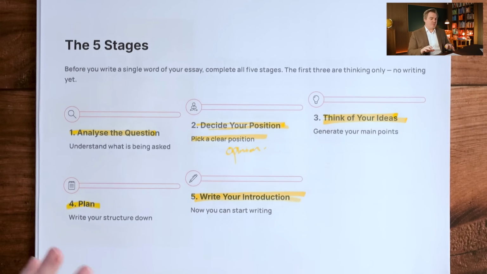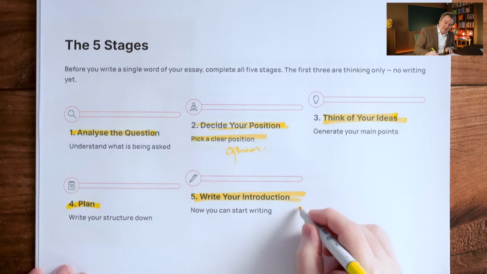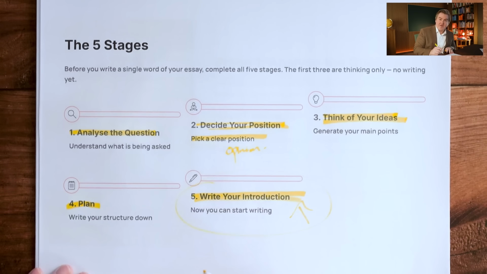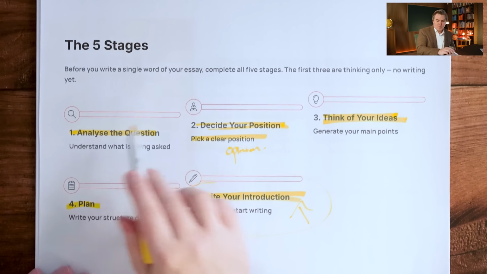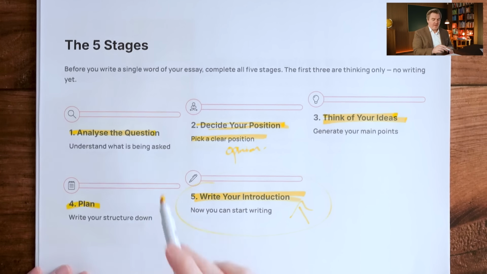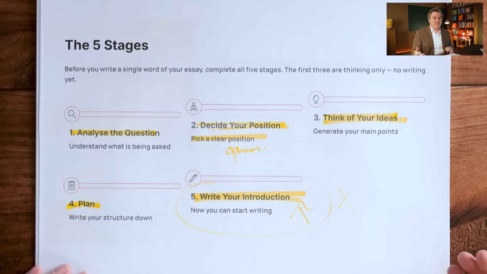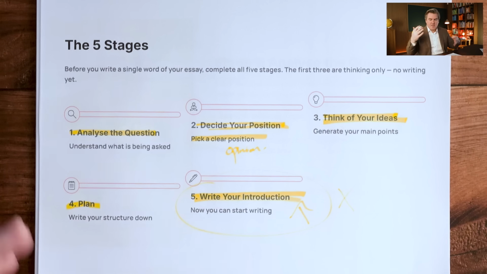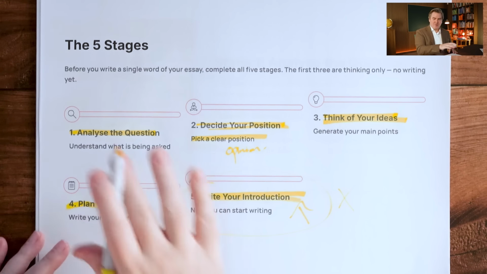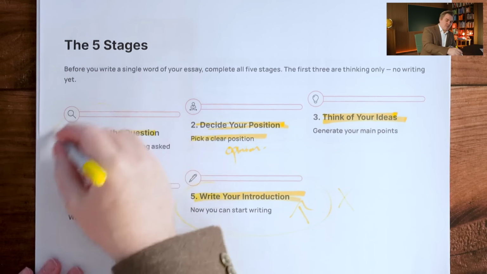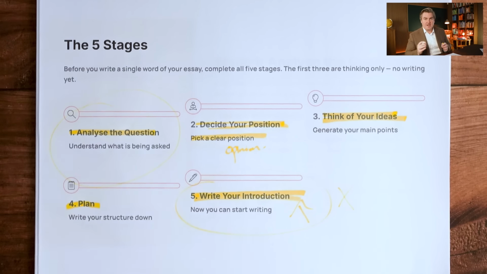This is where a lot of students mess up, because they immediately go to stage 5 and they skip stages 1, 2, 3, and 4. If you skip any of these stages, your introduction won't be as effective as it could be. You'll start your essay and you'll get confused, you'll get lost, you'll have to start again, it'll be a complete mess. Please do follow these steps. So let's look at the first part, which is analyze the question.